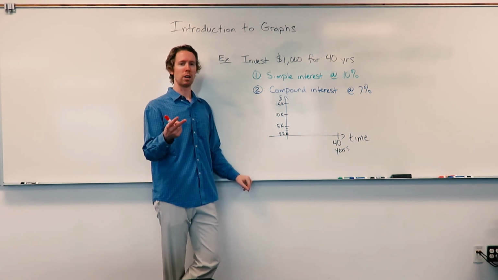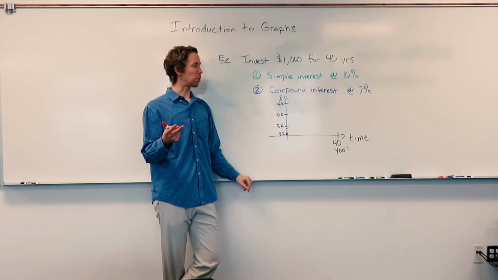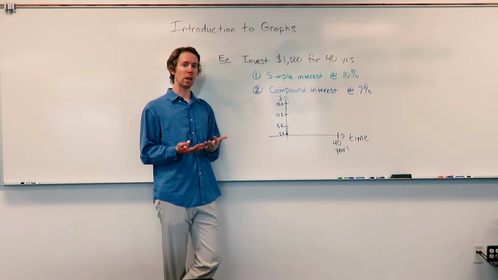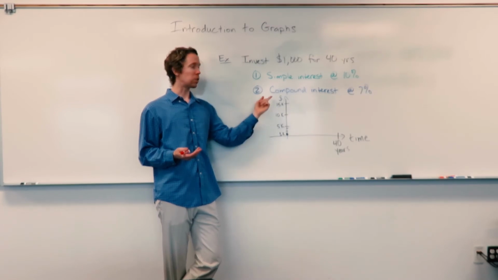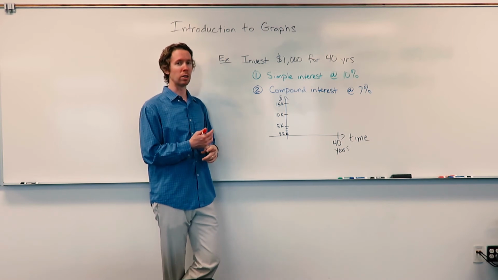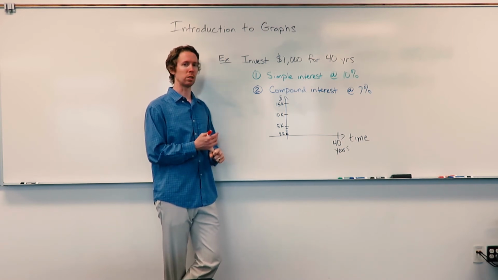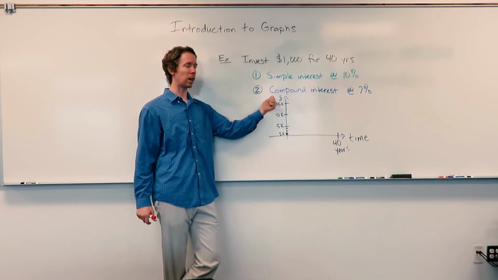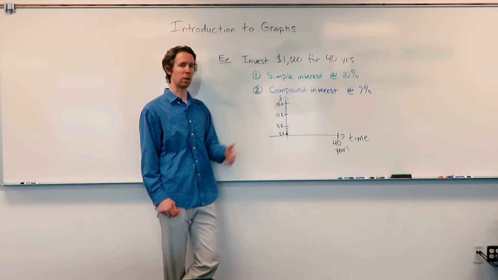But the second year, not only would I earn 7% of my initial 1,000 that I put down, but I would also get 7% of the interest that I've already earned. So in the first year, I earned $70 interest, and then I'm going to earn 7% of that on top of the extra $70 for the second year.